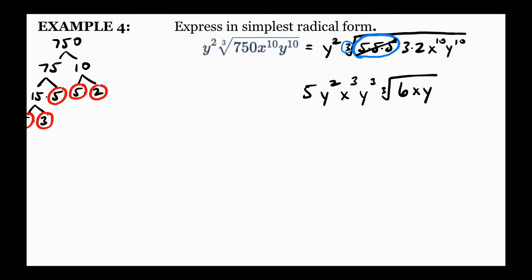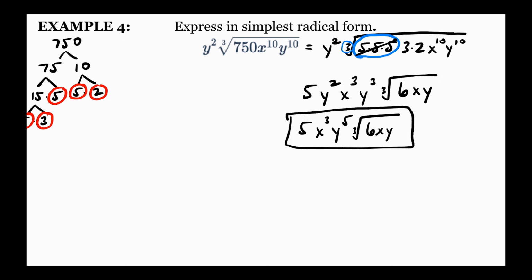Now, down here on the outside, I have some things I can combine, right? I can go 5x to the 3rd, y to the 5th. Done. That's a shorthand way of doing it. You don't have to write out all the x's.